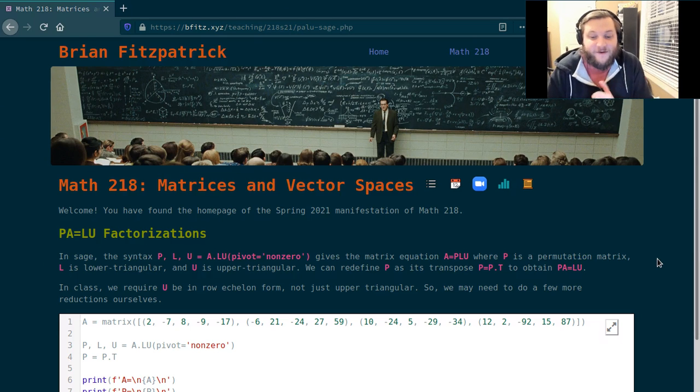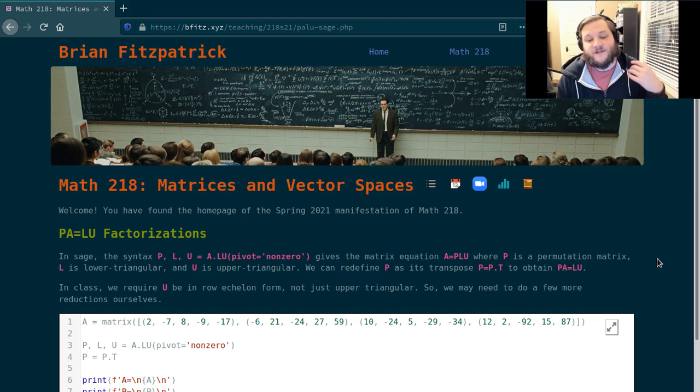So hopefully by now you've seen the PA equals LU lesson. The punchline there is that we can row reduce A to row echelon form U, and along the way we can concurrently build the lower triangular matrix L and the permutation matrix P. PA equals LU allows you to do all sorts of things. For example, you can figure out the rank of A by figuring out the rank of U.